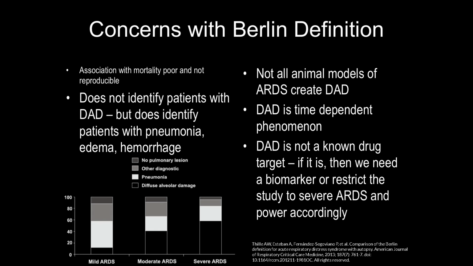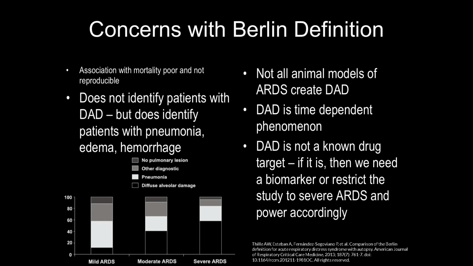Now, it's hard for me to understand that pneumonia can't be a criterion for a disease caused by pneumonia. Not all of the animal models that people study for clinical insights into ARDS cause diffuse alveolar damage. It's a time-dependent phenomenon, so it has to do with when patients die, that you catch it. It can be sporadic, so you may or may not see it in the slice that you're looking at. And I think most importantly, I am told anyway, that diffuse alveolar damage is not a known target for the drugs that we've been developing.